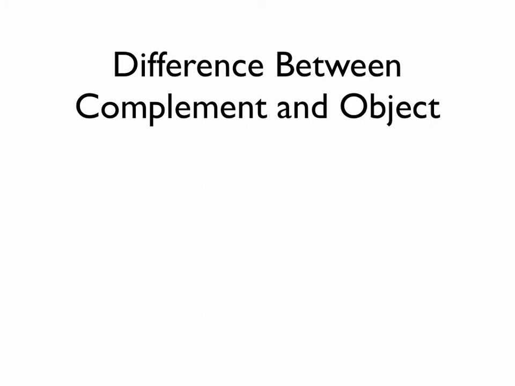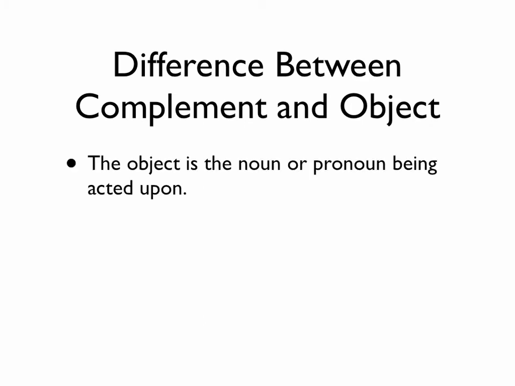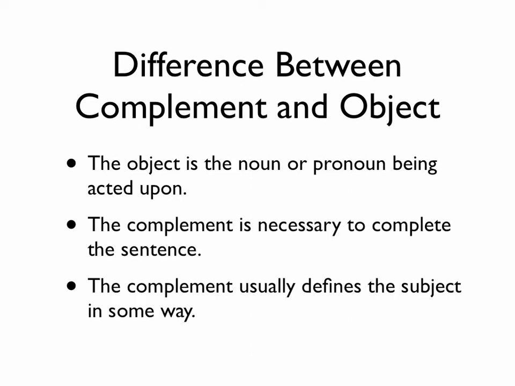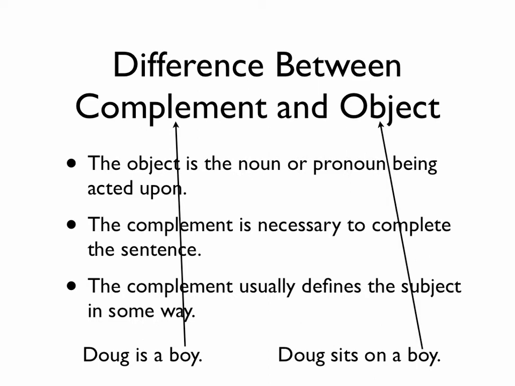Okay, so the difference between complements and objects: an object is the noun or pronoun being acted upon, whereas the complement is necessary to complete the sentence, and it usually defines the subject in some way. Let's look at these two examples. Again, Doug is a boy versus Doug sits on a boy. You can see that boy in this example changes the meaning of Doug. We get more information about him. Whereas Doug sits on a boy, boy is an object being sat upon or acted upon by Doug. Okay, so boy is a complement in the first example and an object in the second example.